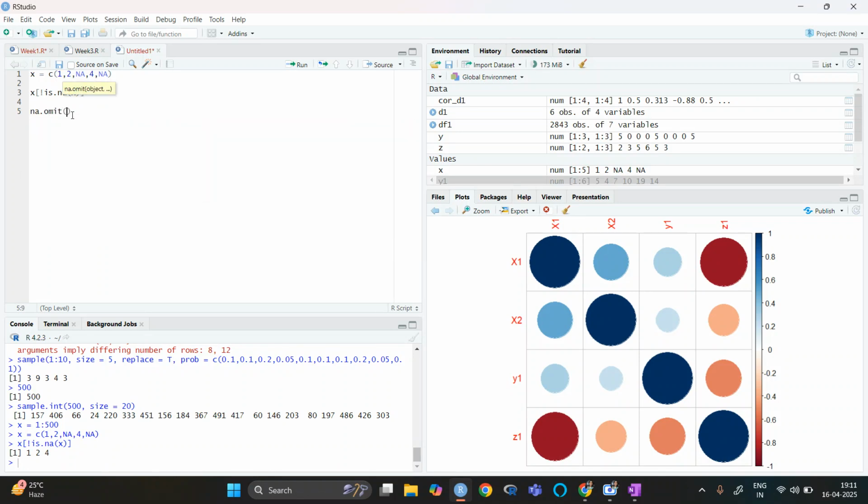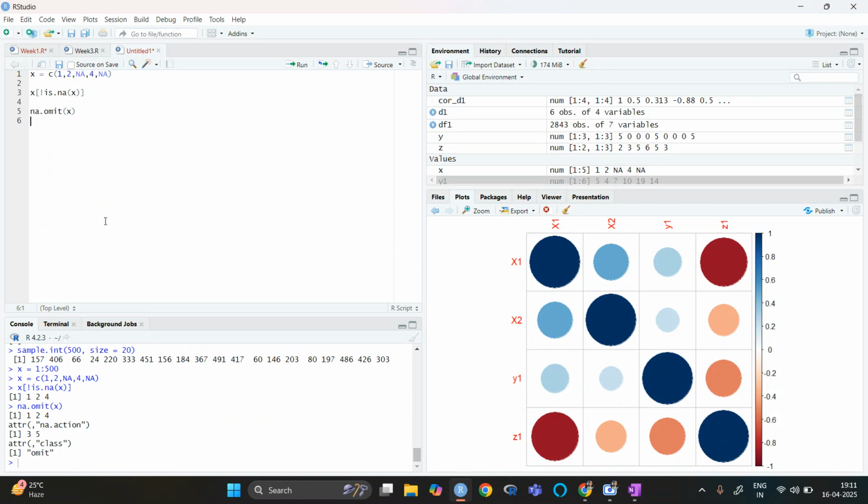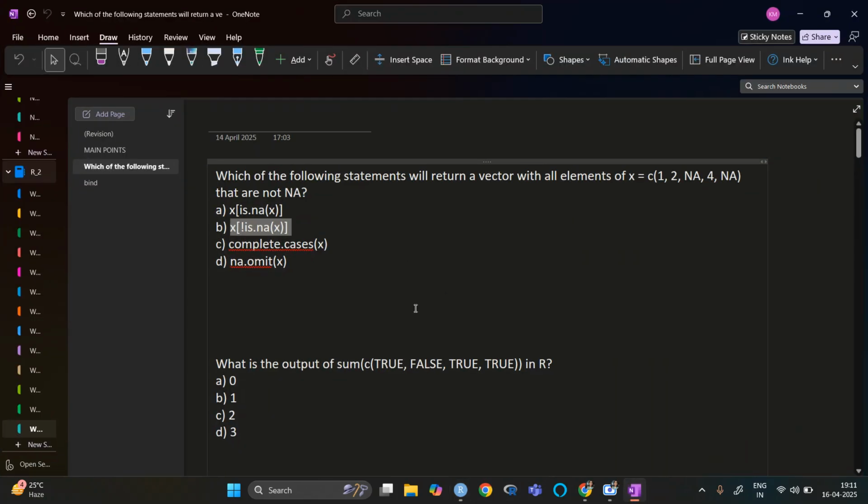Also, if I write na.omit(x), it will give me these attributes as well. So if you want to write just one, you need to write x[!is.na(x)]. This one will give you which are not NA.